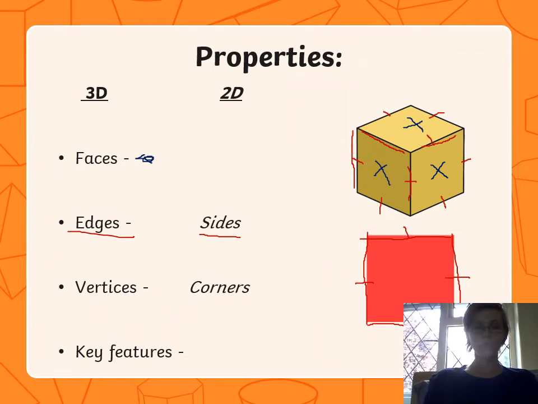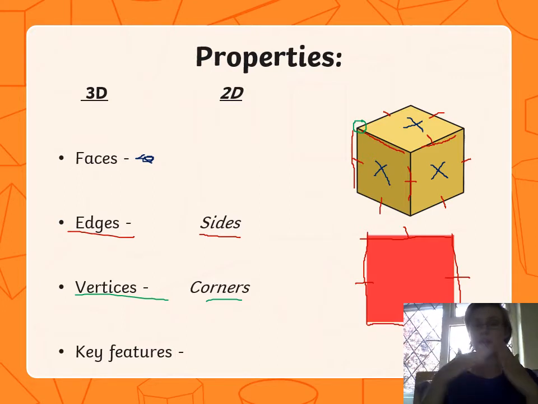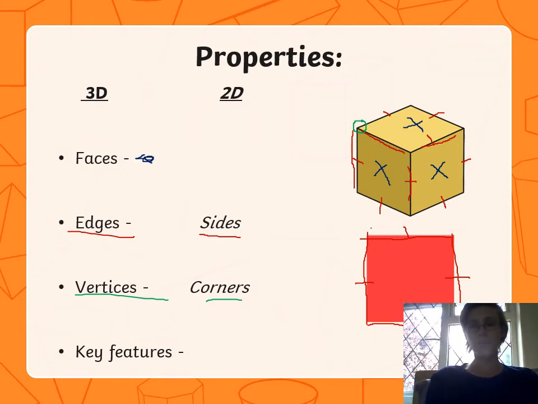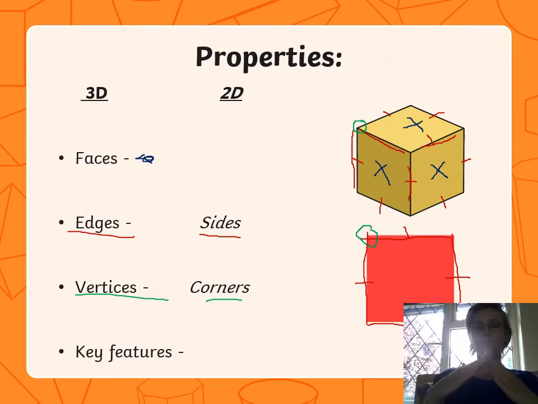Vertices and corners. So these are ones again that you should know. We've just spoken about them. Vertices are where the edges join, so they're where the edges come together into a point. I like to think of them as sharp, so if you think about the tip of the V is sharp. That's how I remember vertices is your corners. The same with 2D shapes, it's where the sides meet rather than where the edges meet, because there aren't any edges on a 2D shape, so it's where the sides meet.